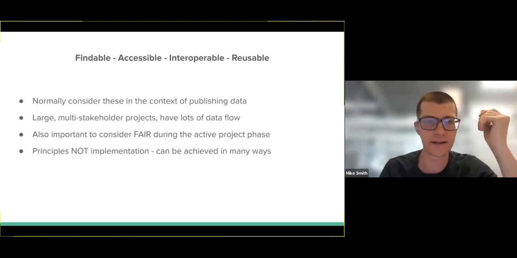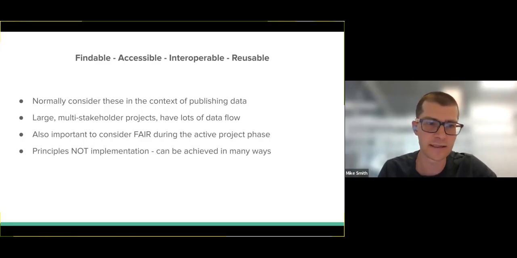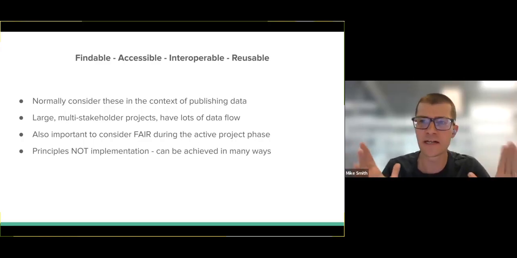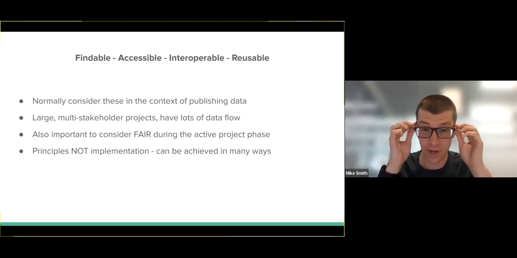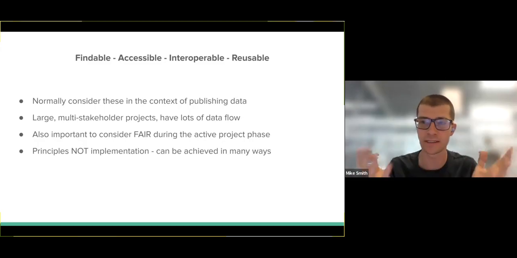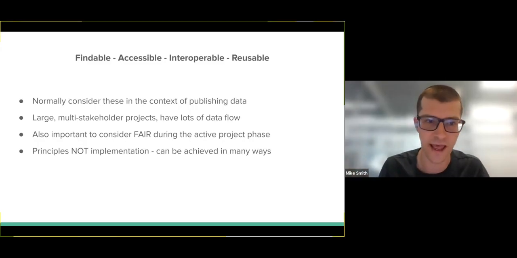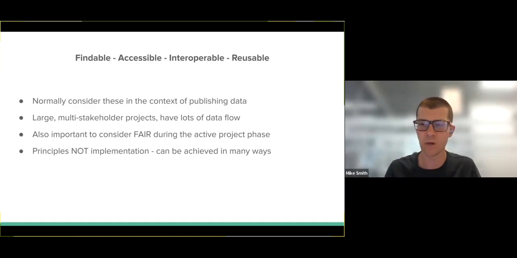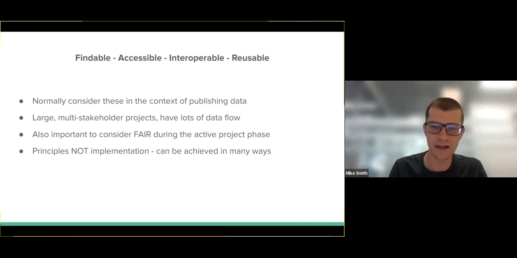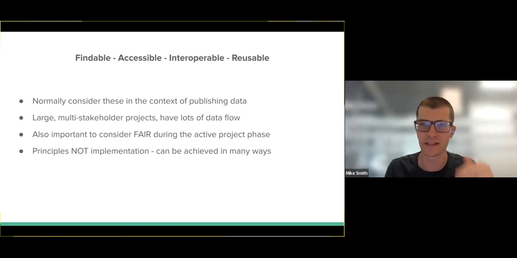And so I wanted to just say that the final part of the talk today is that we normally consider all of these, as I said, in the context of publishing data at large repositories. It's what they try to do, make data FAIR. But in large multi-stakeholder, multi-group projects, there's a lot of flow between different partners in the project, etc. And actually all of these FAIR aspects are useful to consider during the active project phase, not just at the bit where you publish data.